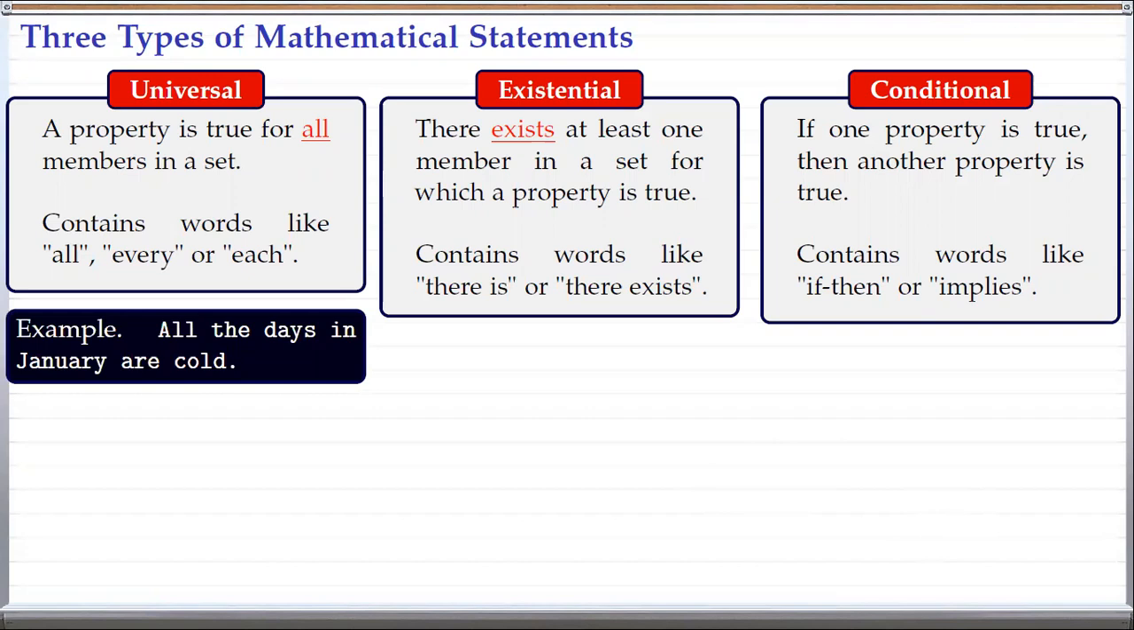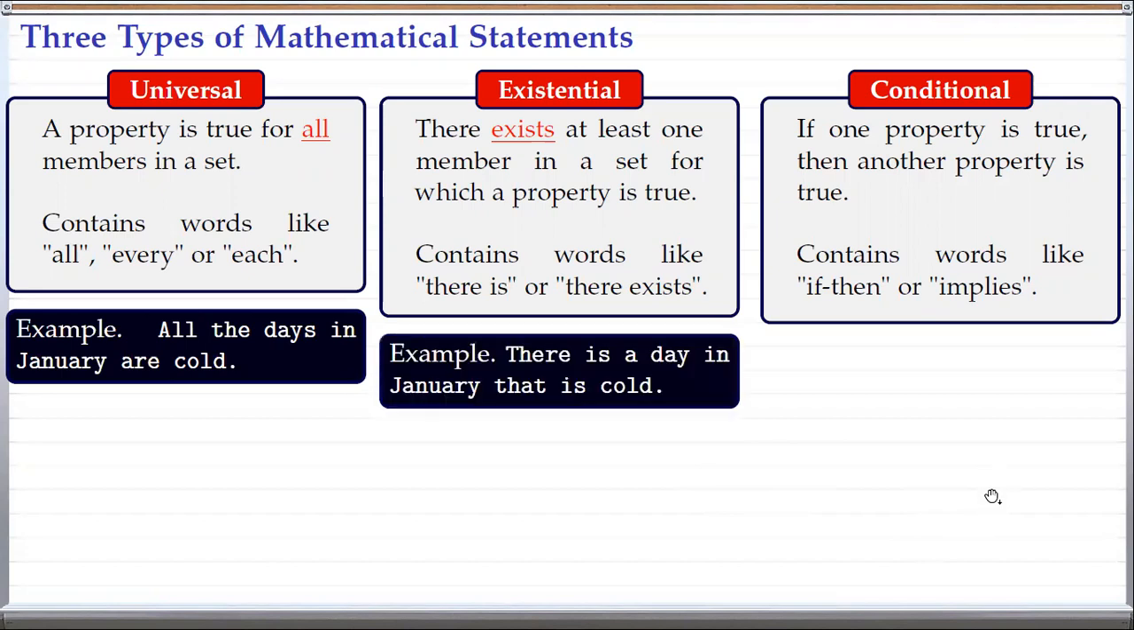For universal statement, we have this example, all the days in January are cold. So this is talking about all the days in January. So this is a universal statement. For existential, we have a similar example, but this is an existential statement because it says there is a day, there exists a day in January that is cold. So this is existential statement.